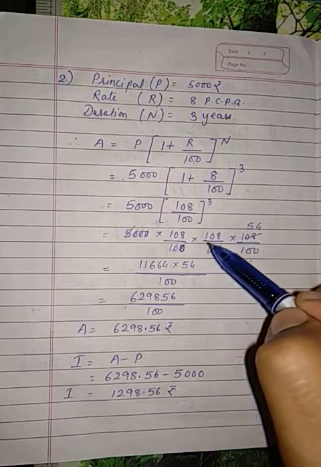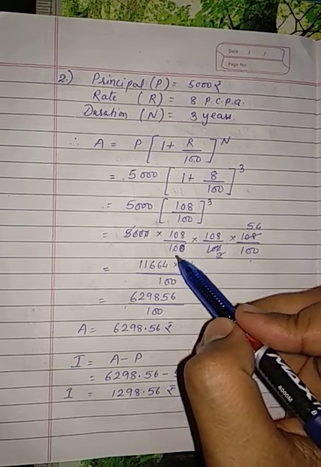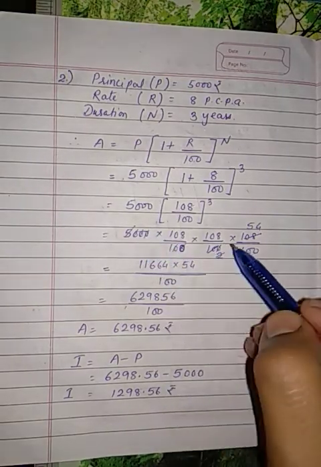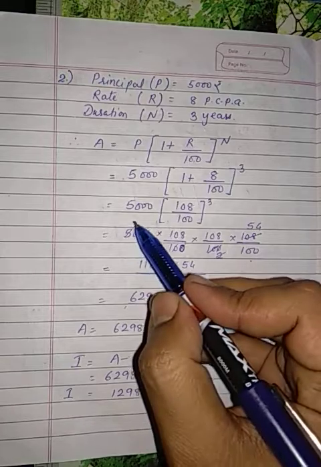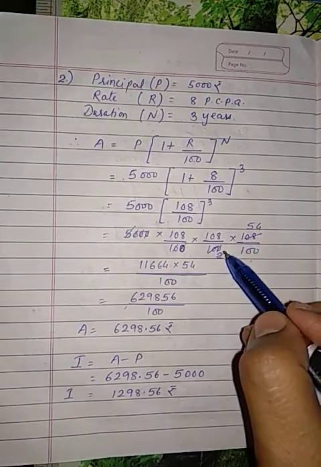Cube means you will multiply 3 times. So first thing we will do is divide by 10 to cancel out zeros. Then divide by 5. 5 twos are 10. So 108 you will divide by 5.